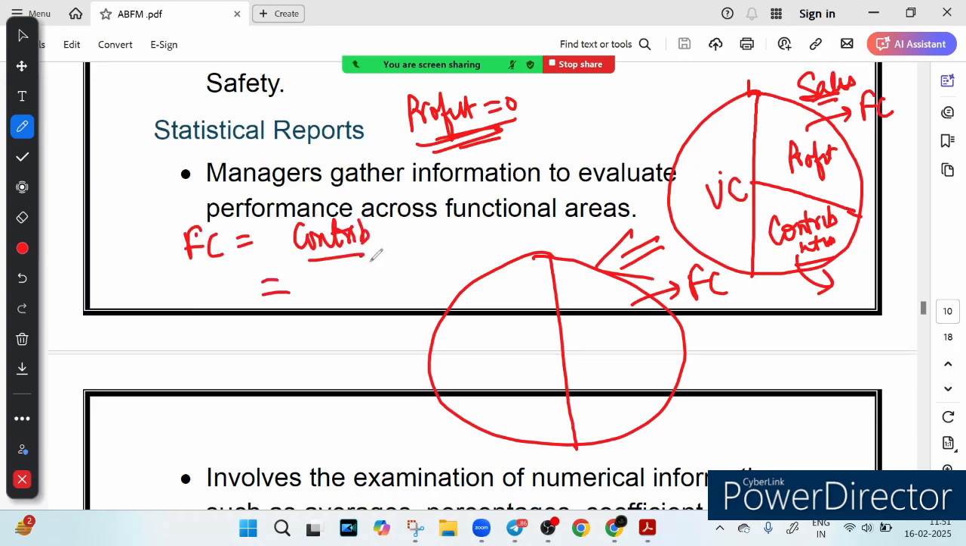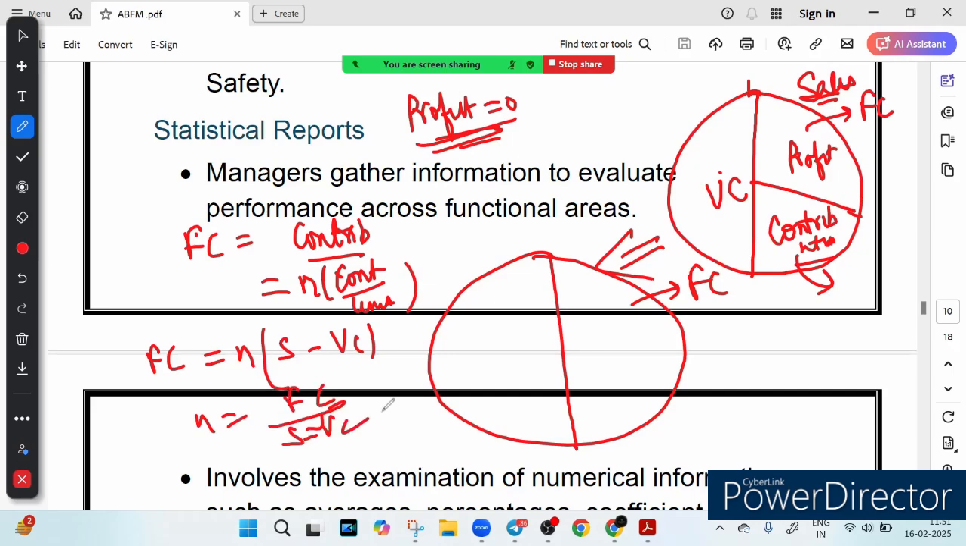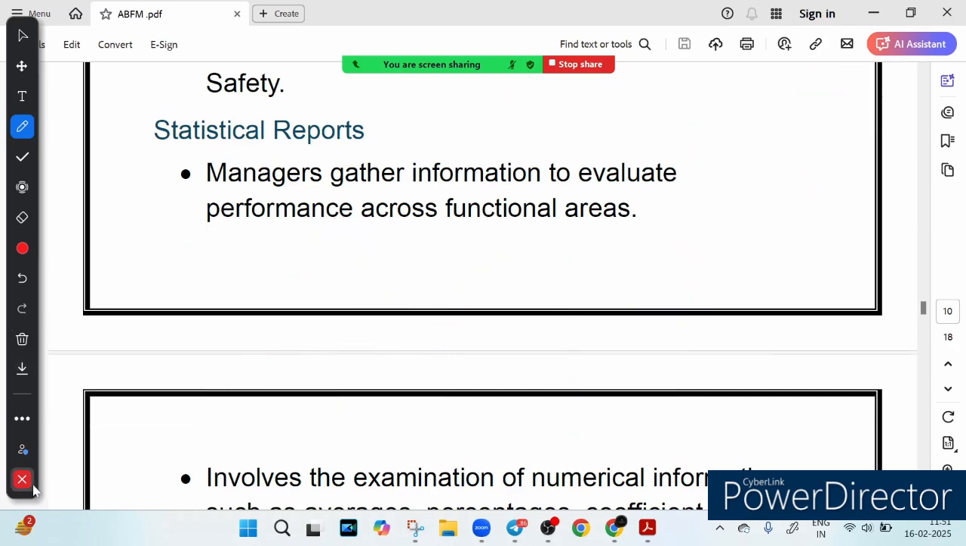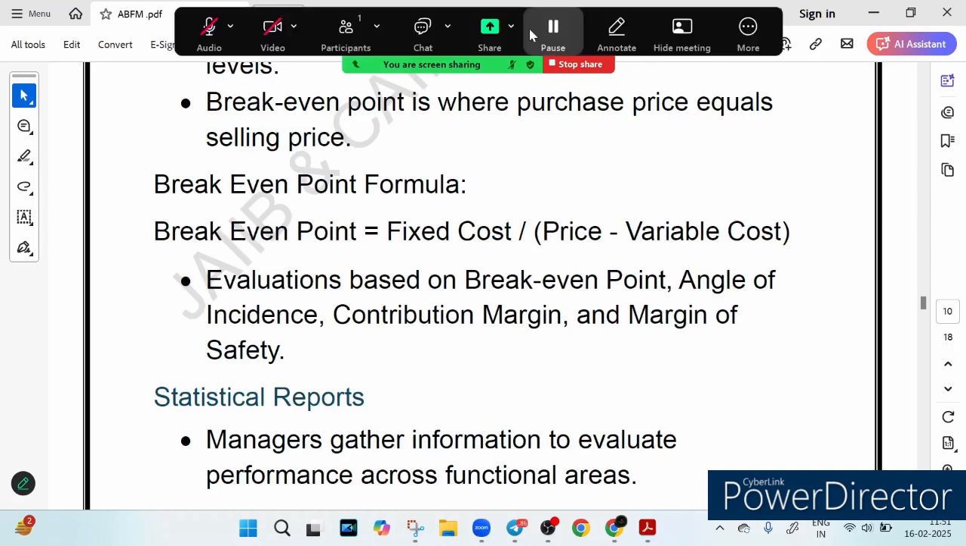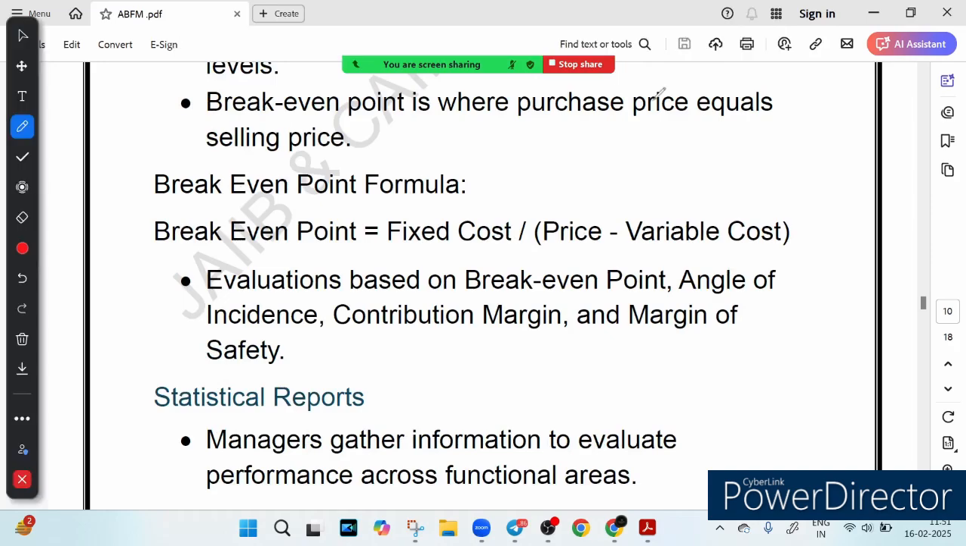And what is contribution? Contribution is n multiplied by contribution per unit, right? And what is contribution per unit? It is nothing but sales minus variable cost. So we can say that n is equal to FC upon sale minus VC. That is the formula written here. So this is how we derive the formula for break even point. For the time being, I have just given you the derivation. No need to derive it, just remember this formula.